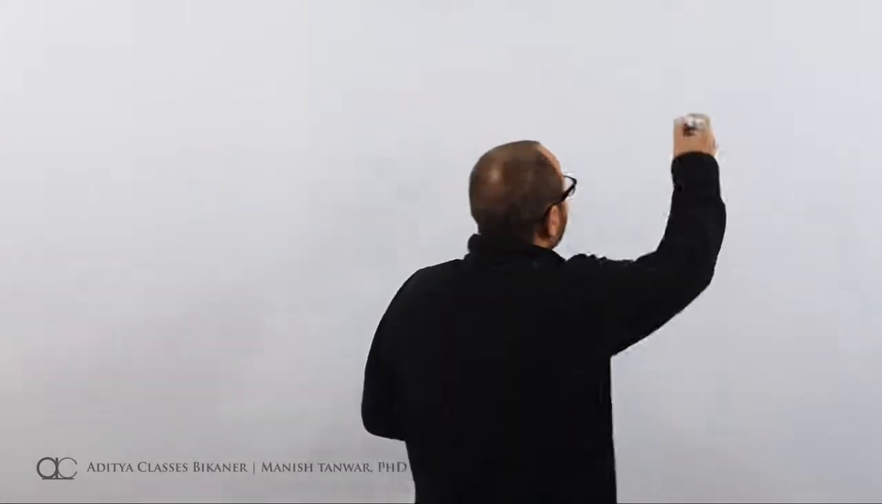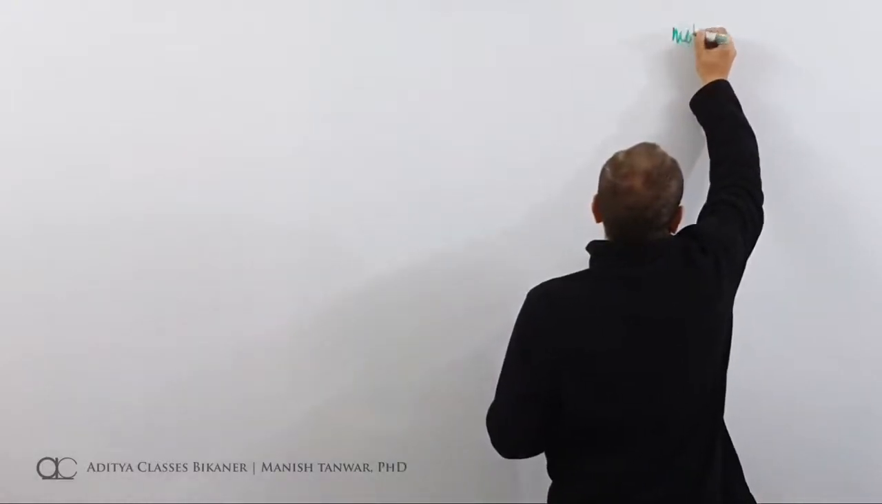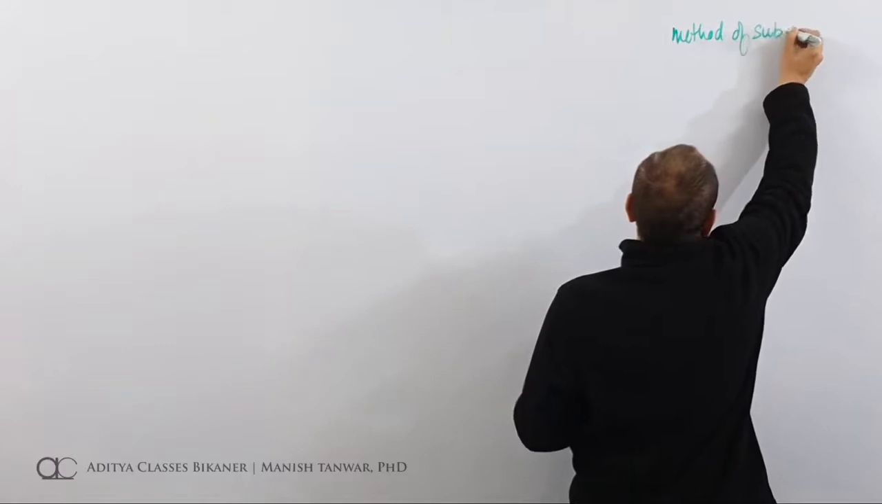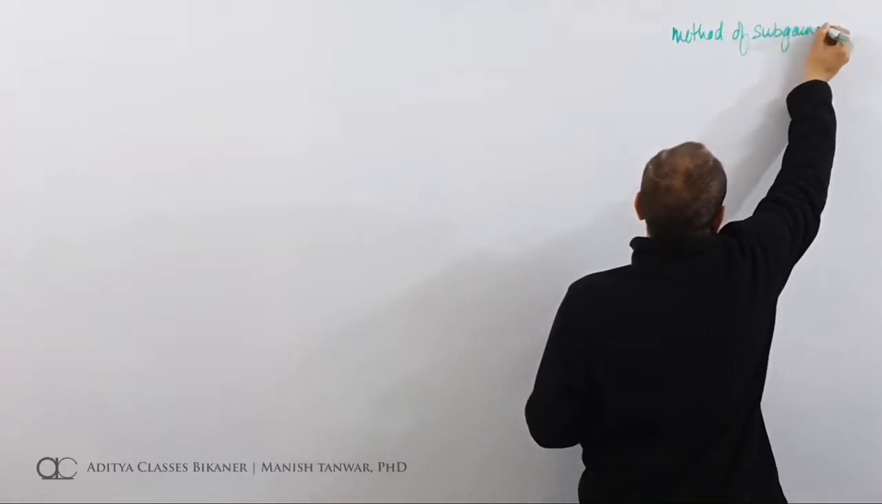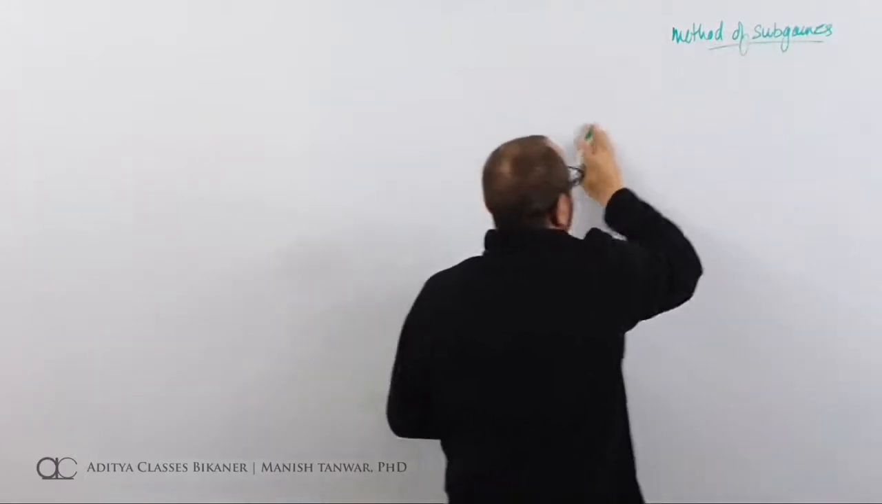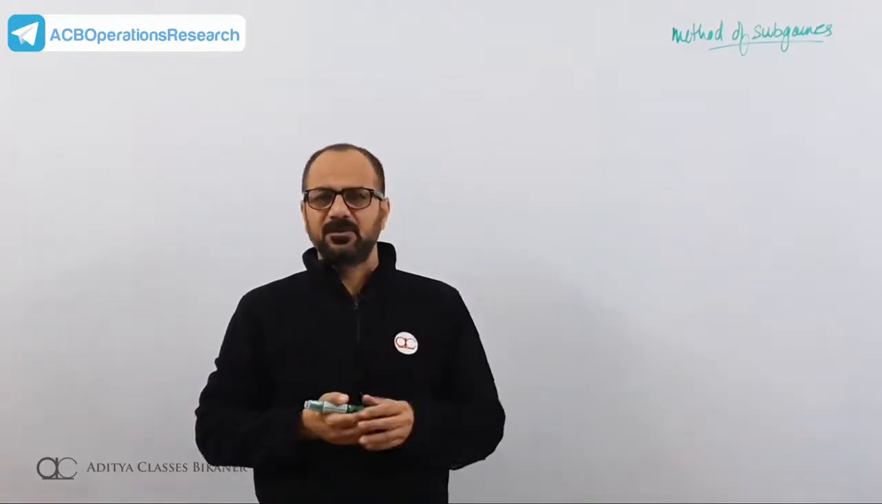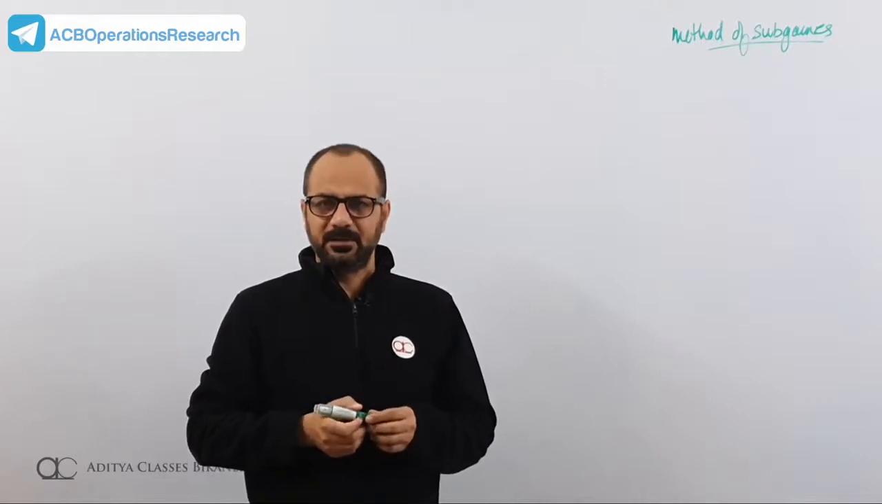So method of subgames. Method of subgames is used when you get an unstable game, when you come across an unstable game and you are not able to find out a saddle point. Now when there is no saddle point, if the game were of size 2 by 2, then I could have solved it using algebraic method or oddment method.